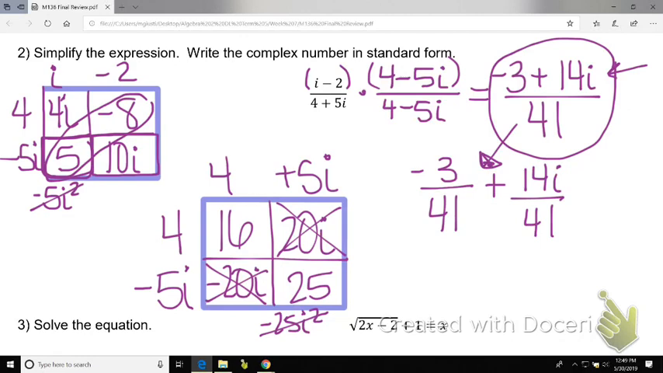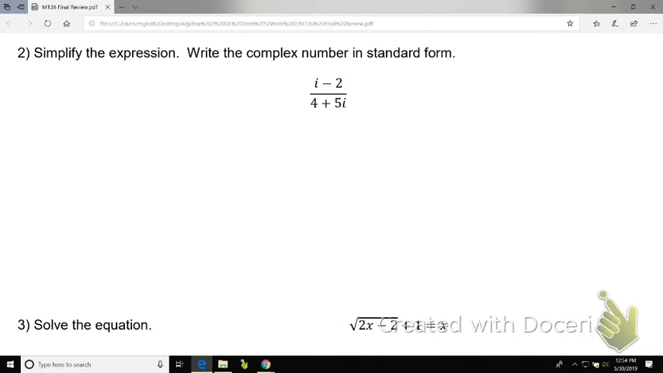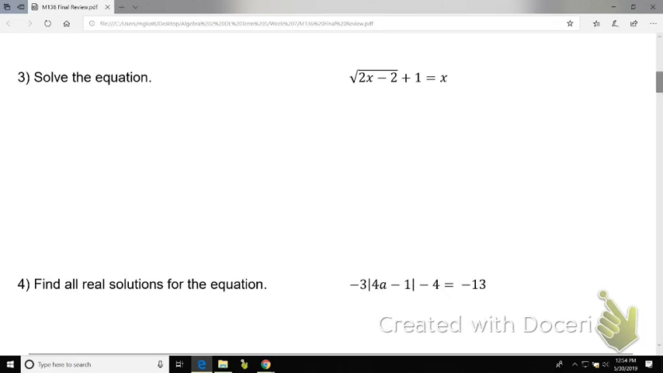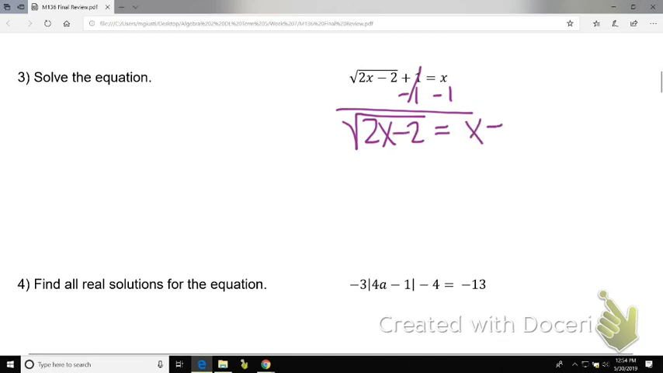Then for problem number 3, it is an equation that has a radical. So we've done radical equations before. Your goal for number 3 is to get the radical by itself first, and then you're going to square both sides, right? So you had one just like that on your final yesterday also. So what'd you guys do first? Subtract the 1. Okay. And we have square root of 2x minus 2 equals x minus 1.